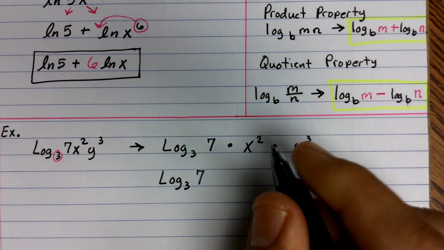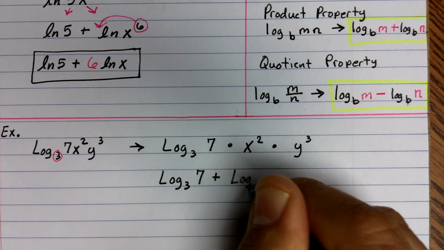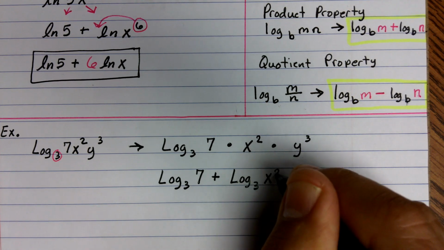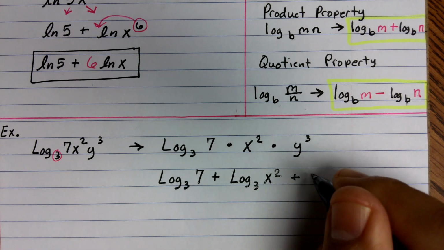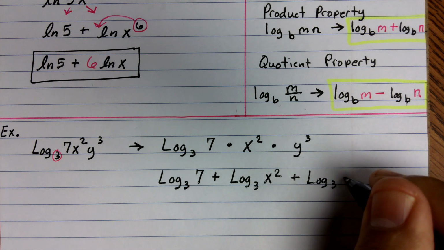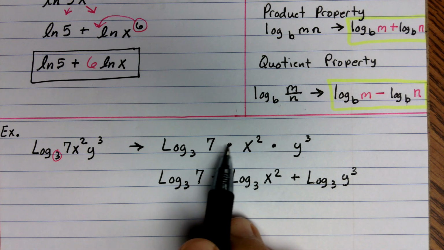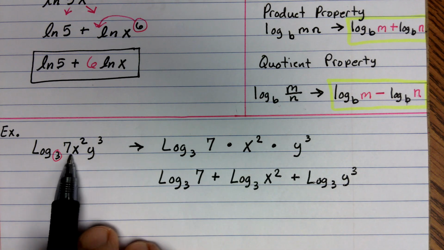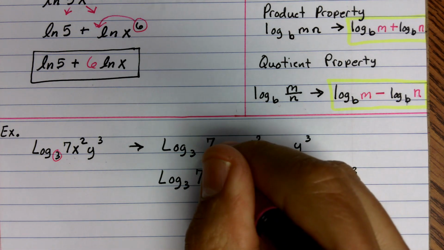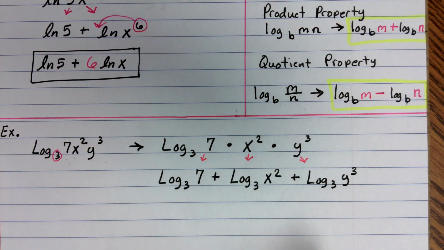7, and then I'm going to add that plus log with a base of 3, x squared, plus log with a base of 3, y to the third power. So hopefully by me separating these with the multiplication symbol instead of leaving them all beside each other, without anything separating them, that made it a little bit easier to see how I converted this to that. This one became this log, and this one became that log.